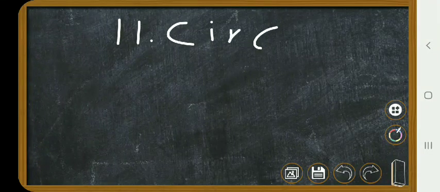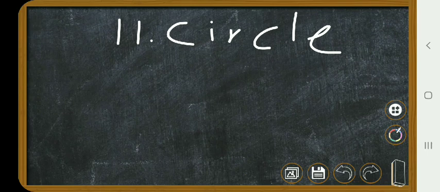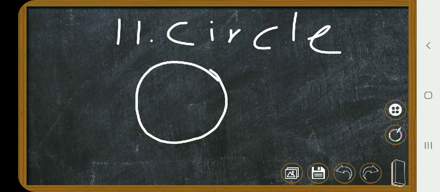Today we will learn the last lesson for your unit test, lesson number 11, circle. You all know about this circle, you have drawn a circle many times. This is a circle, and this circle has a center, that is called the center point, the center of the circle.